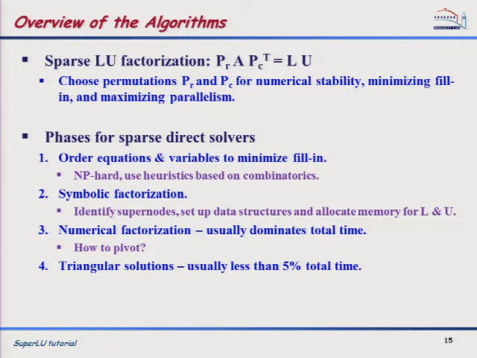Basically, in a direct solver, there are different phases. You first perform the permutations to order the equations and variables to minimize the fill-in. Then you do a symbolic factorization to identify the supernodes, set up data structures, allocate memory, and prepare for the numerical factorization. This is where the number crunching is going to happen, and this dominates total time. Next you do the triangular solutions. This usually doesn't take much time.